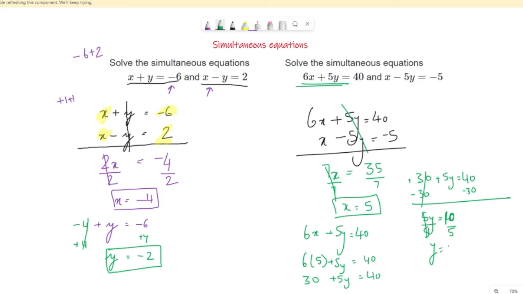y is 2. Okay, if any one of you is struggling with solving one-step or two-step equations, you will find the link in the description for how to solve one-step and two-step equations. If you are struggling with this part or this part, just go and look at those videos first and then come back to it. Anyways, let's solve another example.